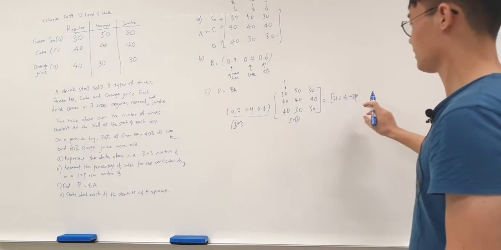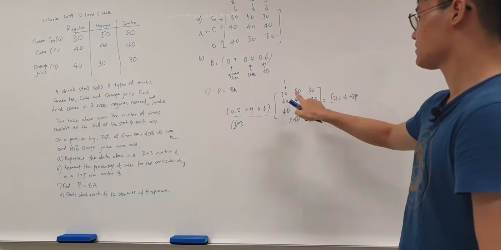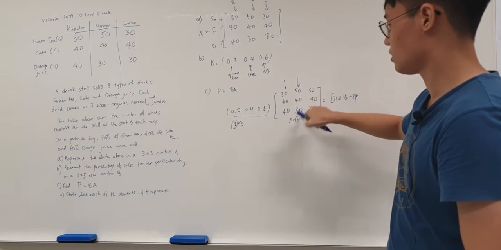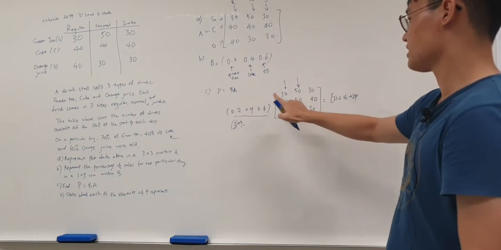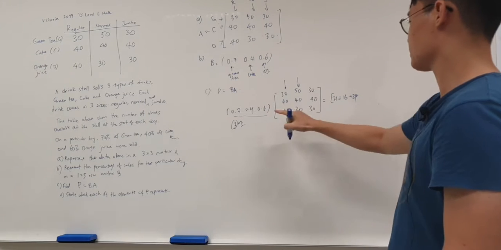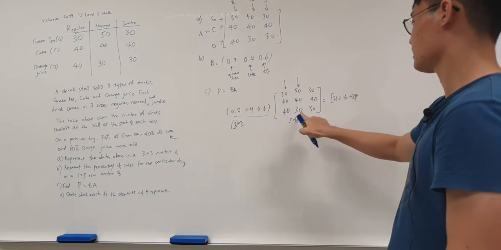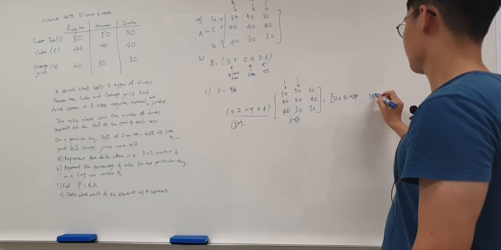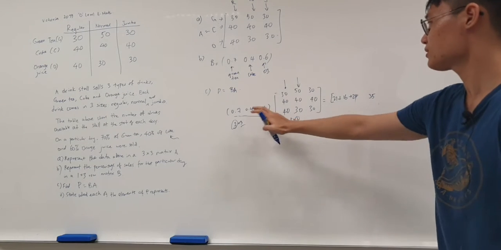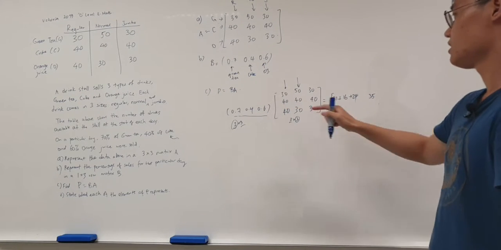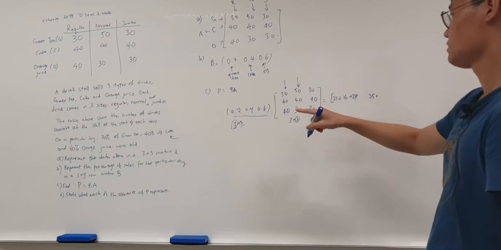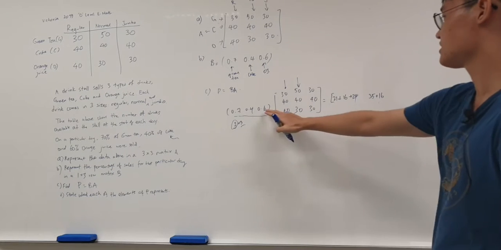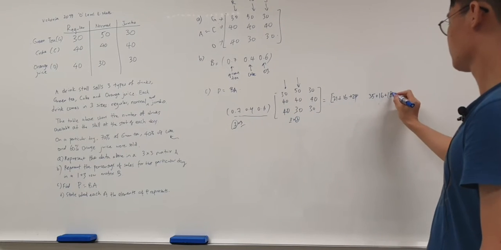Let me just write everything nicely. So now we'll multiply with this column. 0.7 times 50 plus 0.4 times 40 plus 0.6 times 30. So 0.7 times 50 is 35. 0.4 times 40 is 16. 0.6 times 30 is 18.